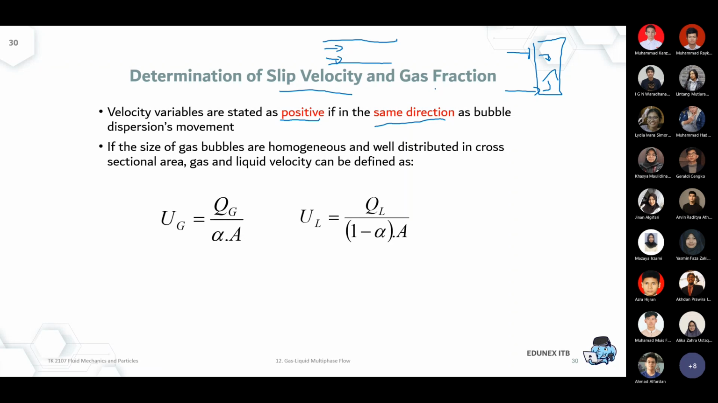So when the gas and liquid flow in the opposite direction, when we calculate the slip velocity, the notation will be negative. This represents the different directions of the gas and the liquid within this absorber. So that's the concept of slip velocity. When they flow together in the same direction, it will be stated as positive.